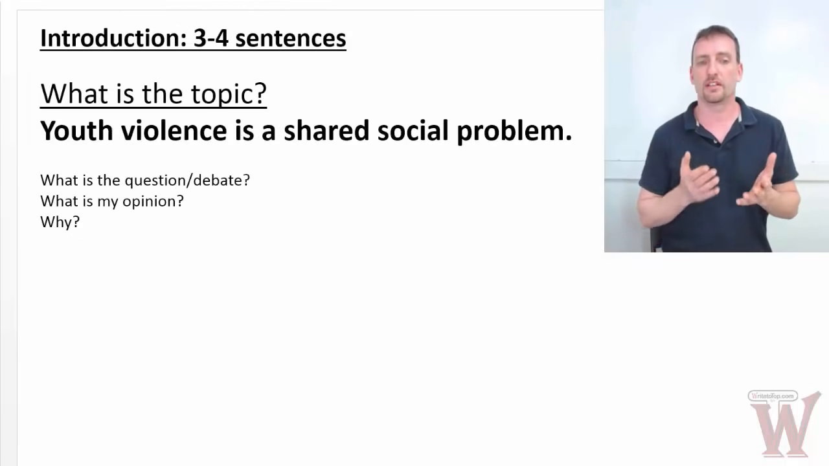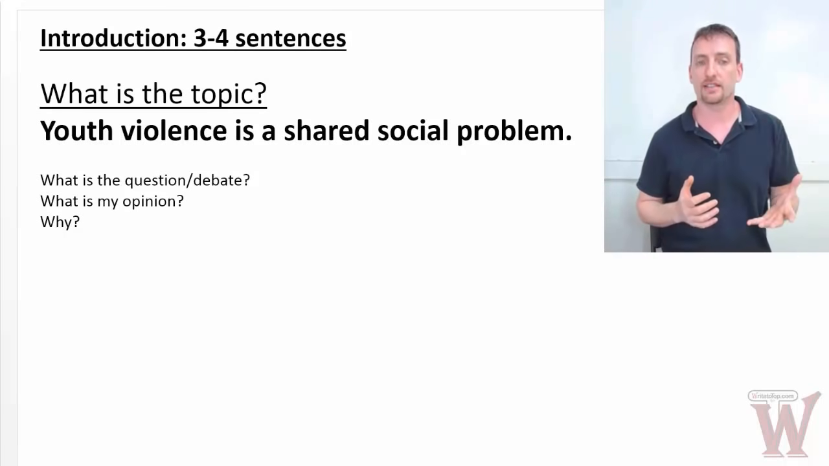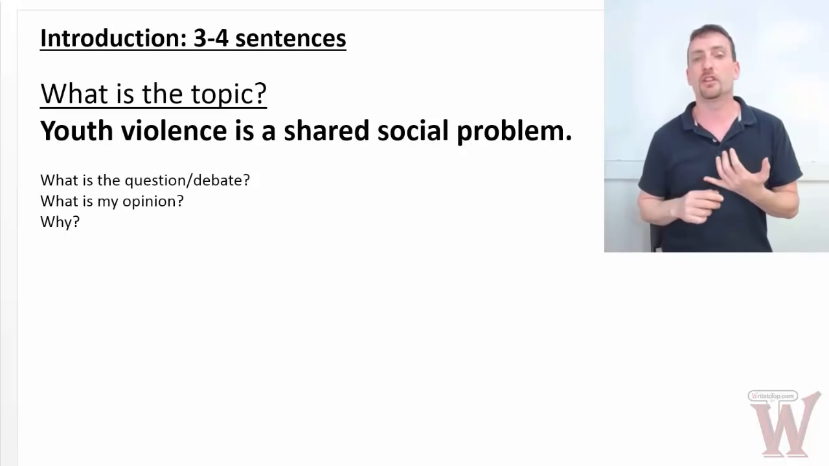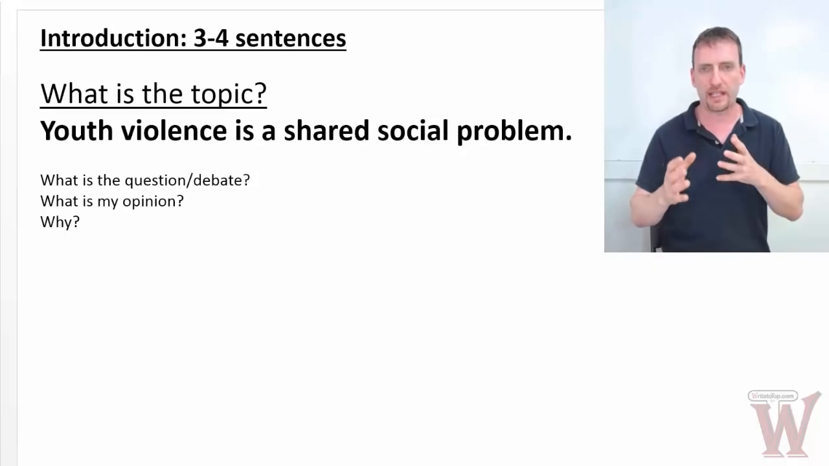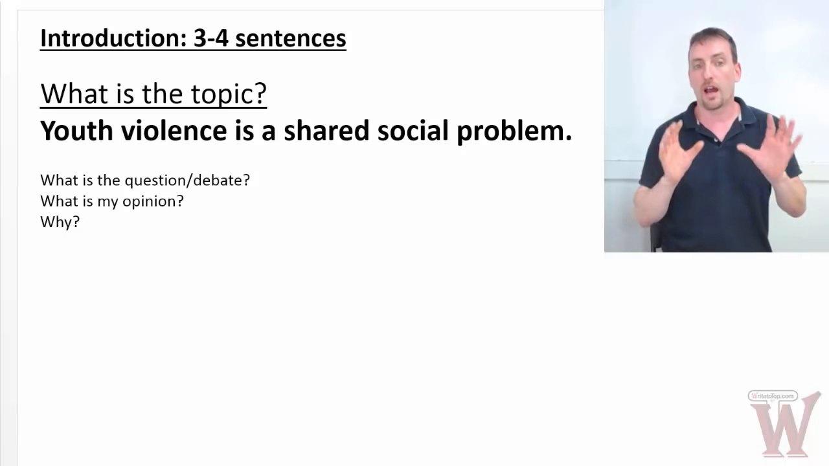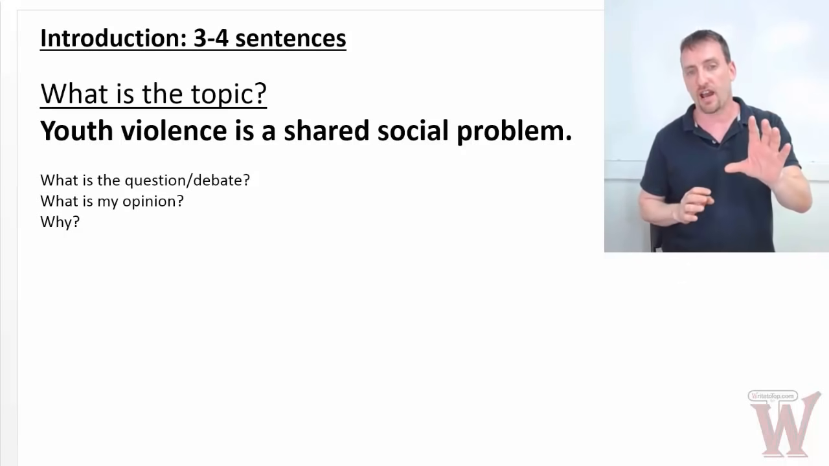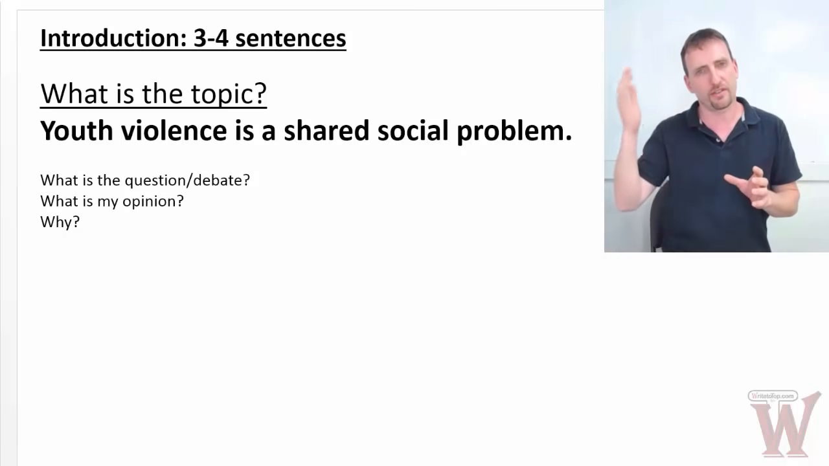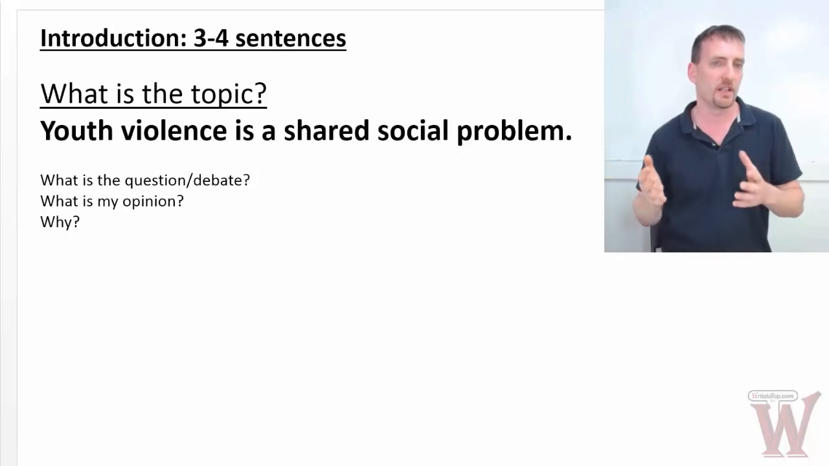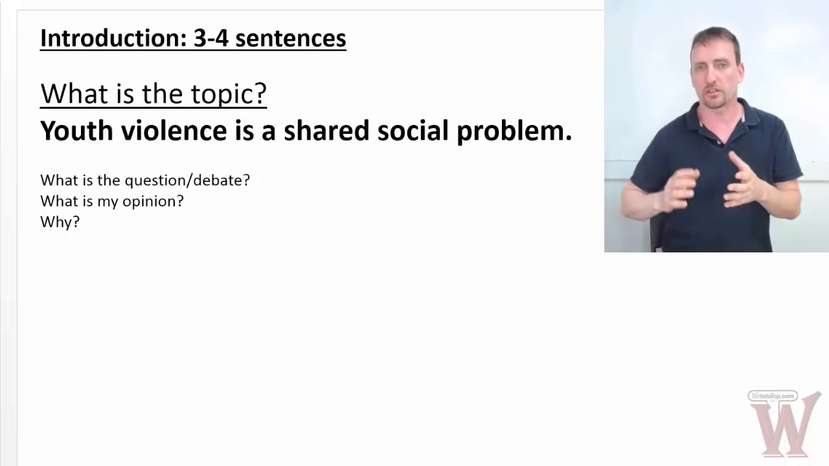What is the topic? Here's my opening sentence. Very general. Youth violence is a shared social problem. That's it. Am I giving you any details? No. Am I giving you any reasons, any opinions, any argument? No. I'm just telling you what the topic of this essay is. It's violence, social problem. Okay? Now, social already gives you the idea that you can involve the government. But again, I'm looking at the minor and I'm going to the major topic.